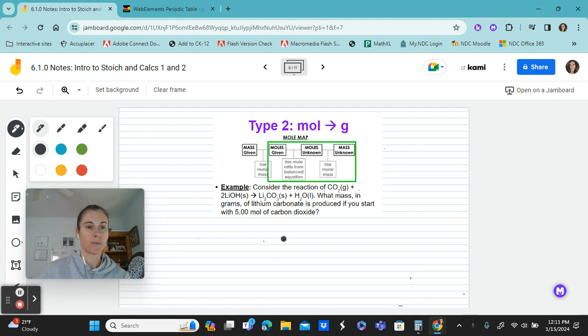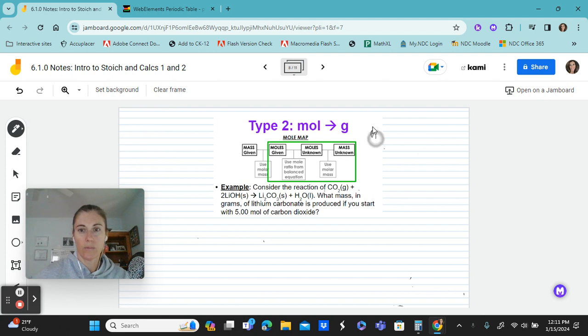All right, type 2, we're going to add on one step. So you'll notice that this last step was just here, and now we're going to extend it to the mass. So mole to mole is a one-step problem. Mole to gram is a two-step problem. But that second step is something we've seen before.